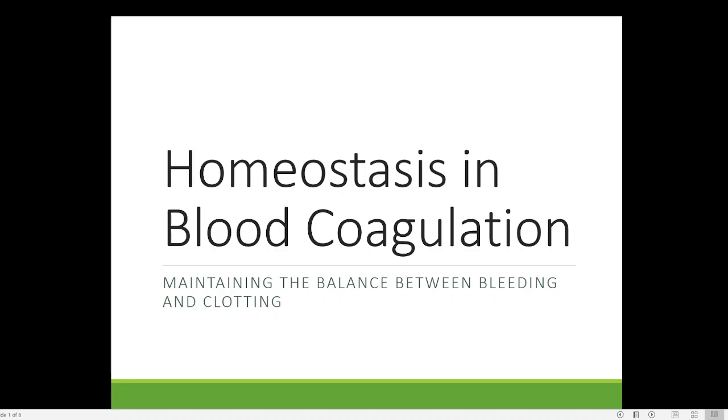Before that, we will understand the meaning of homeostasis in blood coagulation. Homeo means always steady state. So that is the meaning. Even when we have some injury, the body has a capacity to maintain a balance. Even when blood is being lost from our body, we have to maintain the physiological balance, that is, the balance between bleeding and clotting. That is what is expected in homeostasis.